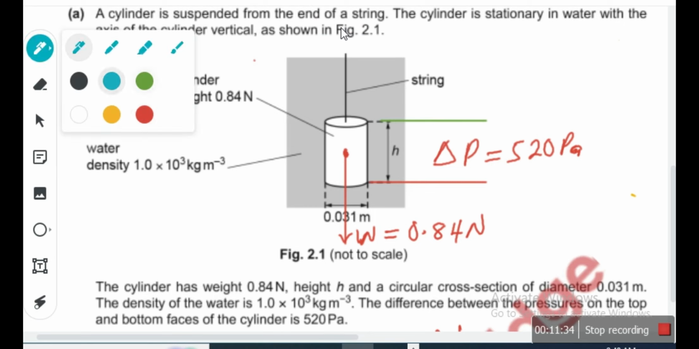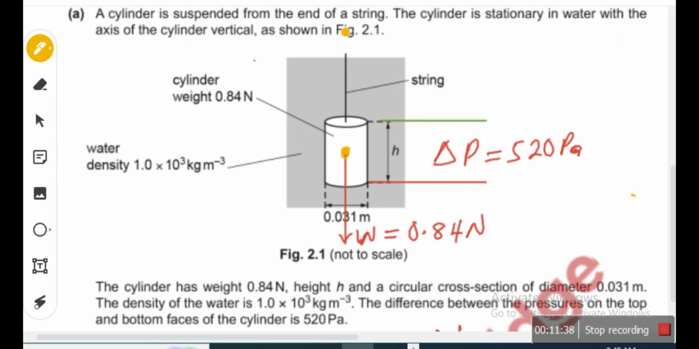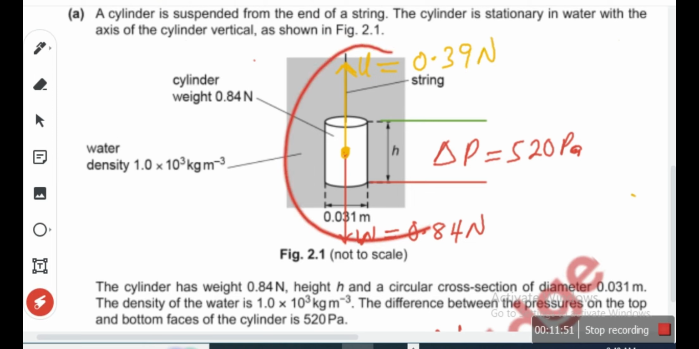How does the up thrust act? Vertically upward. So let's represent the up thrust that we just found now. Let me use the yellow line to represent the up thrust. It acts vertically upward like this. What value did we just get for the up thrust? 0.39 Newton. Will this thing be balanced by these two forces alone? This is 0.39. This is 0.84. Are they balanced?